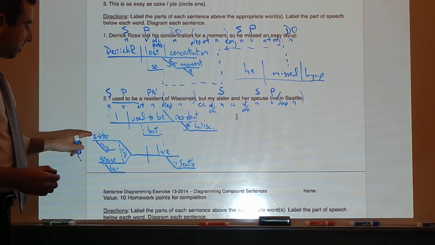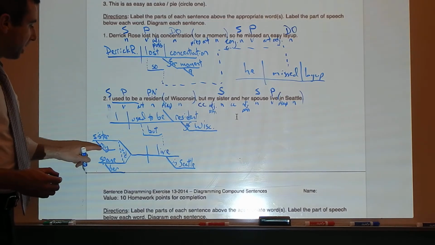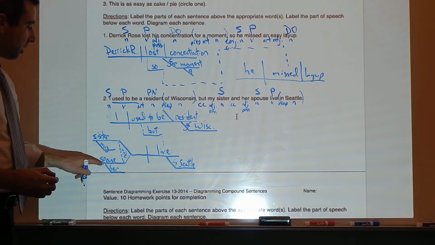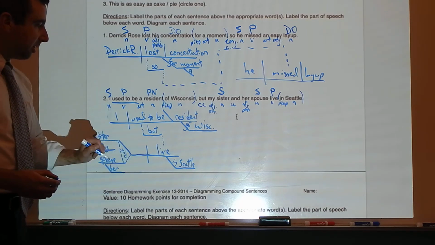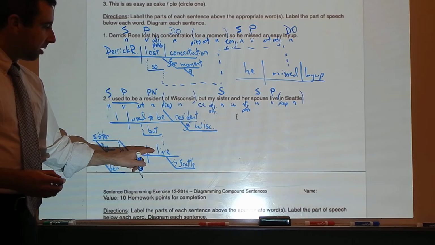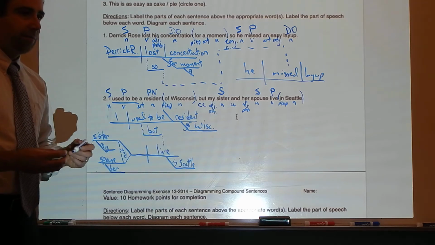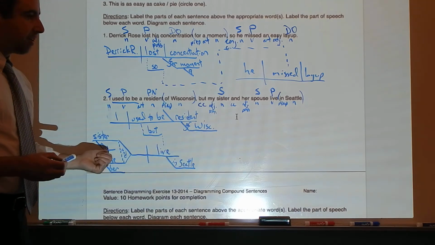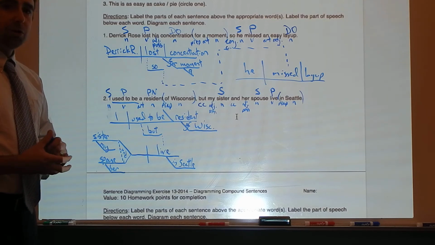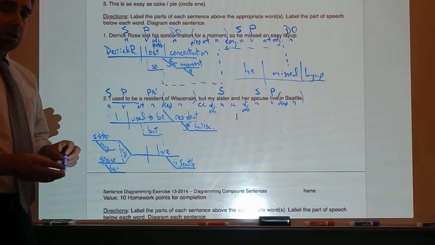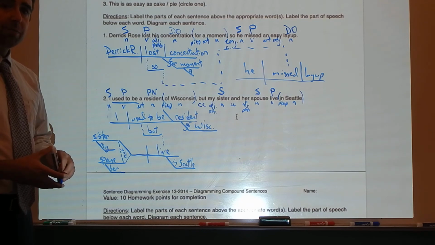My on a lazy L because it's a possessive, sister, and her on a lazy L because it's possessive, spouse, they both together live. How do they live? In Seattle. I hope you didn't forget how to do compound sentences. I hope this seems fairly straightforward. I wish you much success on the independent practice on the reverse side. Thank you very much.